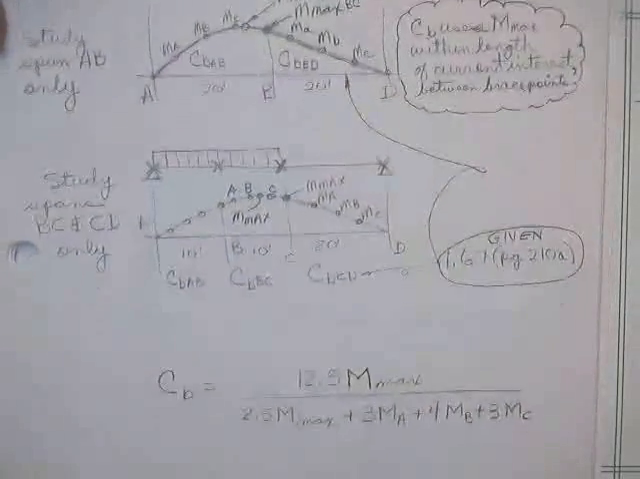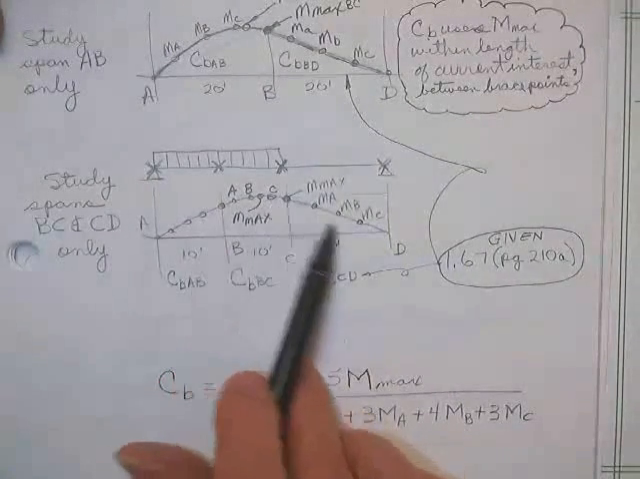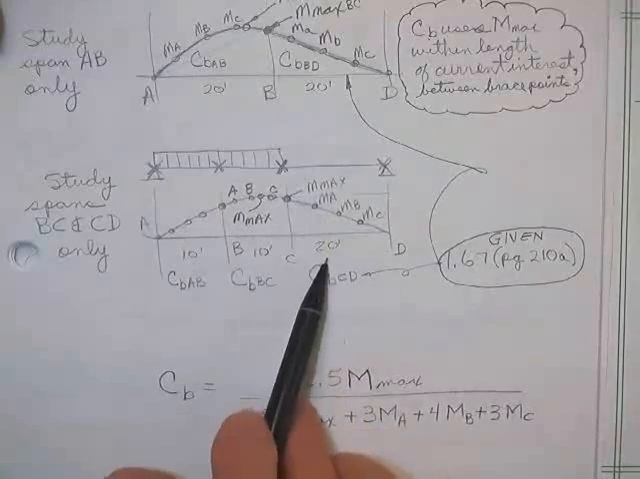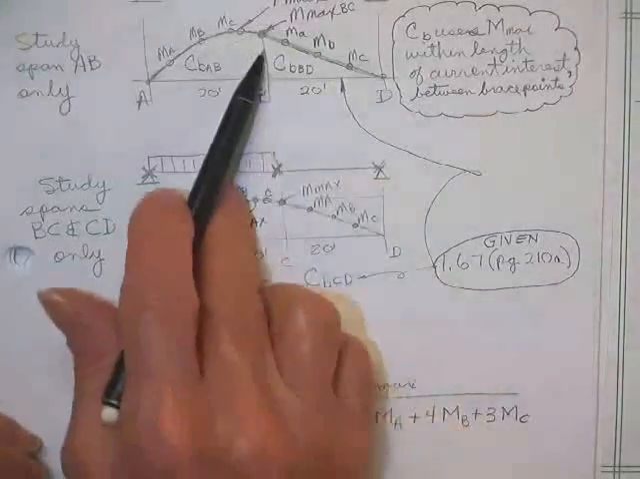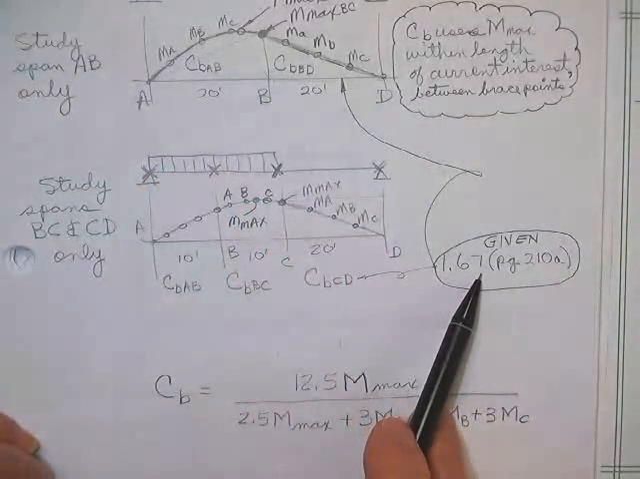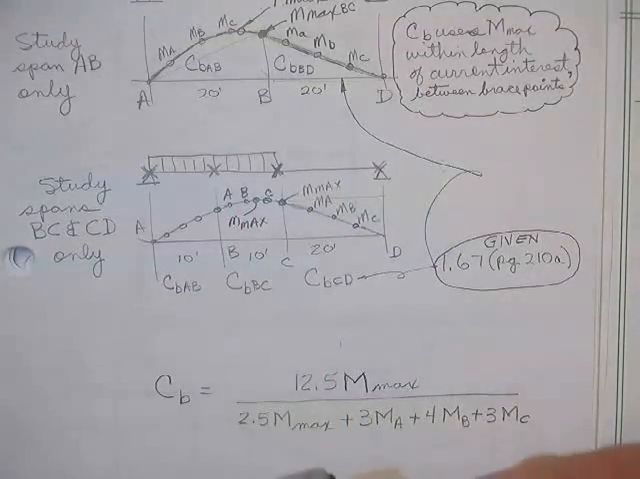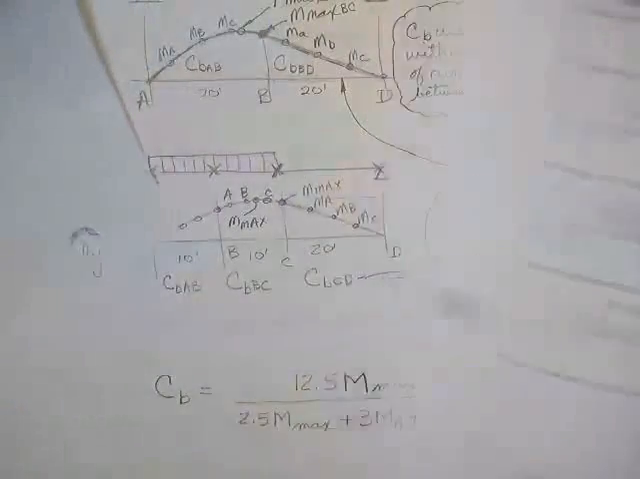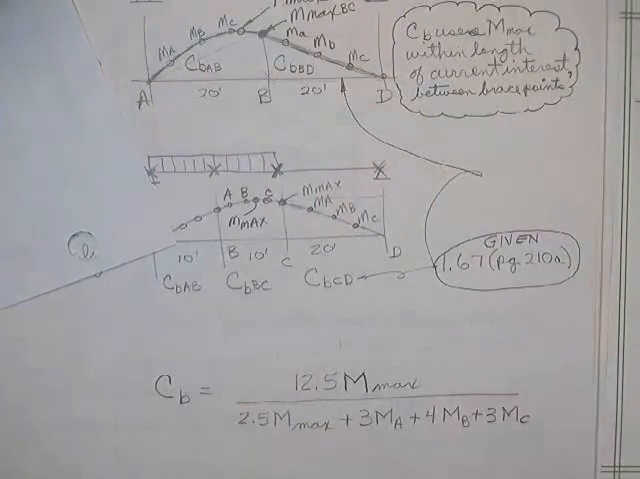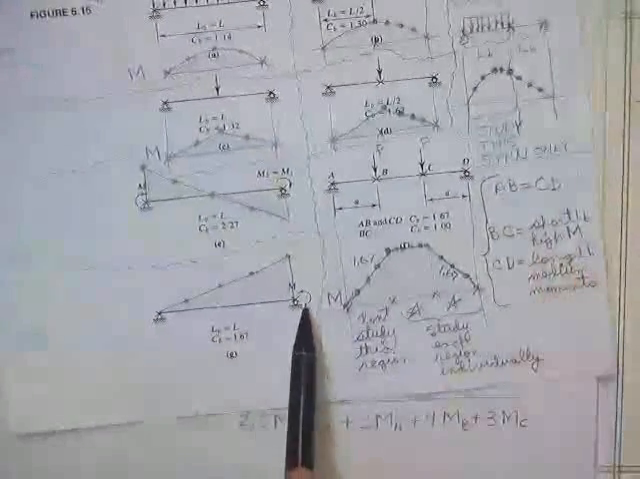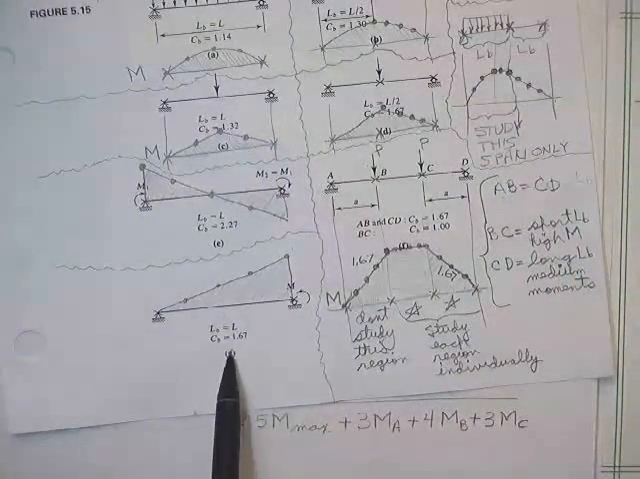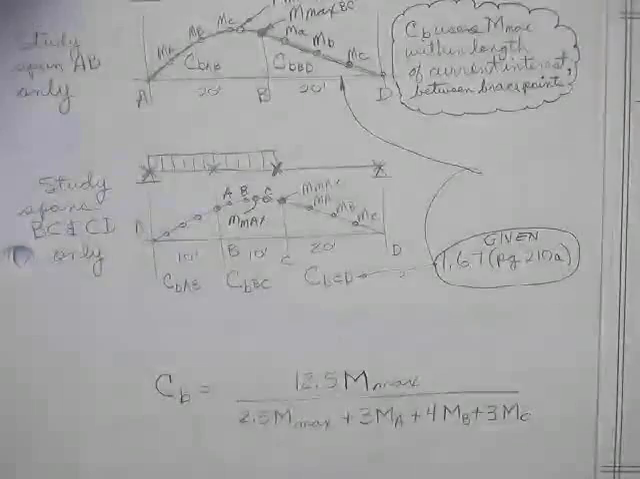Study span AB only. Study spans BC and CD only, this and that, of course, are, oh no, that one's longer than this one, so these are the two I would have to study. This one I don't have to study because straight lines, 1.67, given right here. I mean, I have to study it, I have to think about it, I have to consider it. Straight line bending moment. You know, that straight line bending moment is not given in the... Yeah, it's on this other guy here. Moment on one end, no moment on the other end, straight line, 1.67. That'd be another good one to copy down and introduce into the manual.